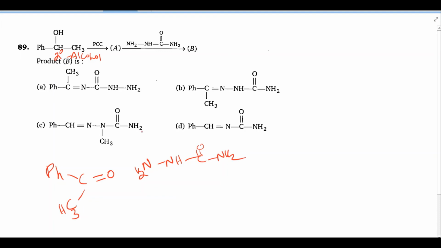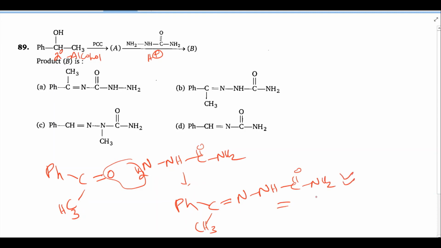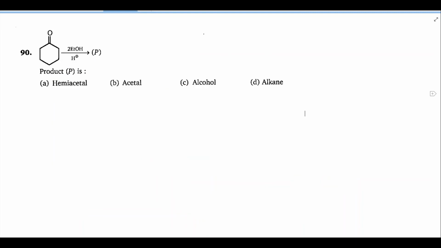Okay, here what is the part? Here H plus. Okay, it is missing. Water eliminating. Then you are going to get pH CH3, here double bond N NH C double bond O NH2. This is our product. Okay. So what is the correct answer for the 89th question? It is B. Okay, this is B. This is the answer. Understand? So the next question is question number 90.